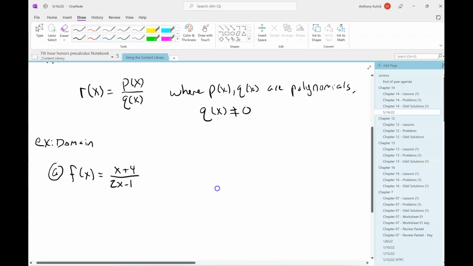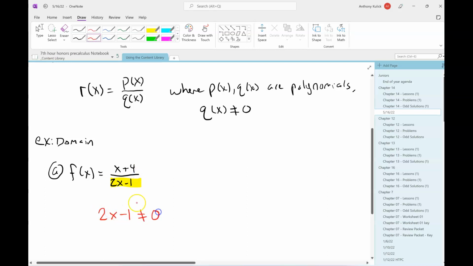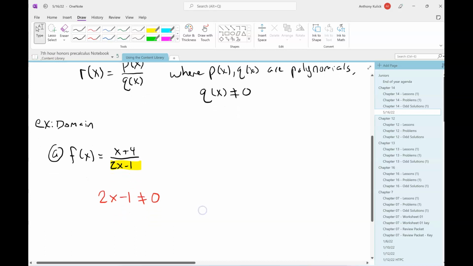So let's say we have this function f of x equals x plus 4 over 2x minus 1. And we're looking to find the domain here. Notice the only operation going on that could potentially be a problem is the division. And when is division a problem? When you divide by 0? Yeah, so all we'll do is set that denominator not equal to 0, because the denominator cannot be 0.